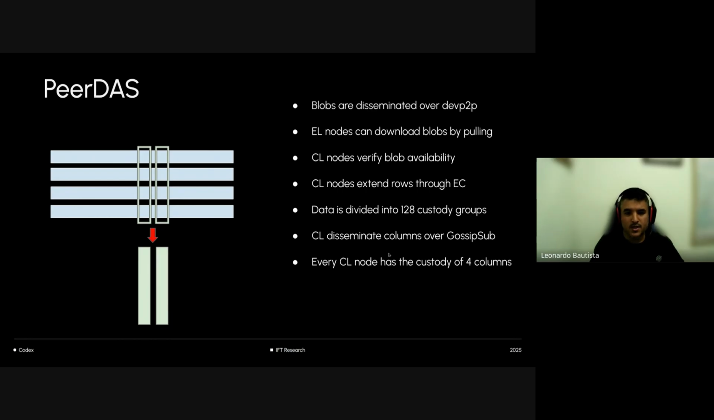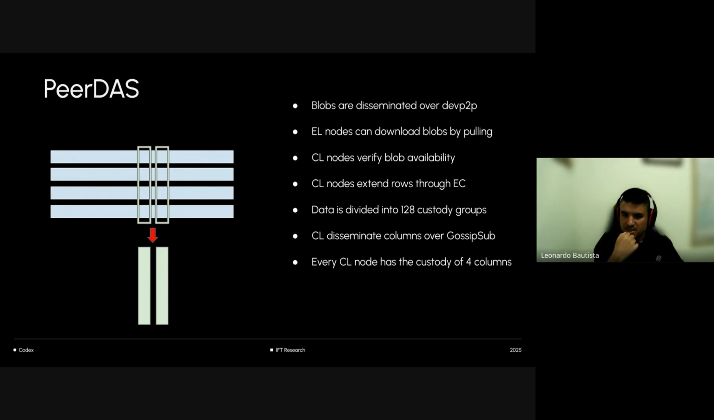Okay, and then they also need to disseminate and propagate those columns over the gossip subnetwork. And then that's it. Once that is done, the execution layer client can erase the blobs from the mempool because they already have been included in a block. And then the consensus layer only needs to hold on to 4 of those columns, so 4 out of 128.